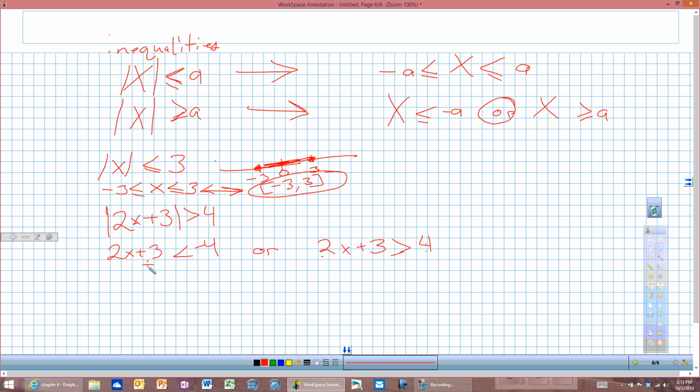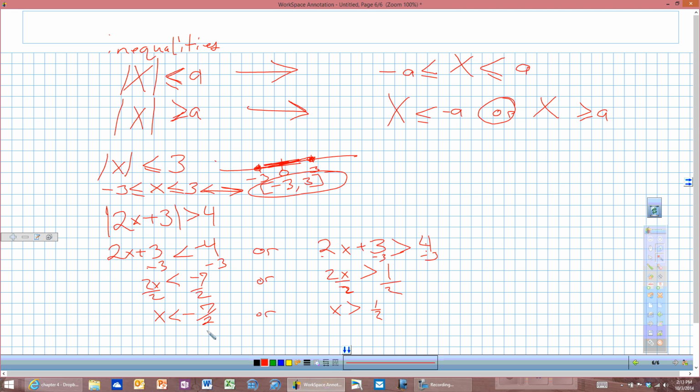And then I have to subtract 3. And I get 2x is less than negative 7. Or, I'm just going through each one at the same time. I'm minusing 3 here as well. I get 2x is greater than 1, divided by 2, divided by 2. And I get x is less than negative 7 halves, or x is greater than 1 half.